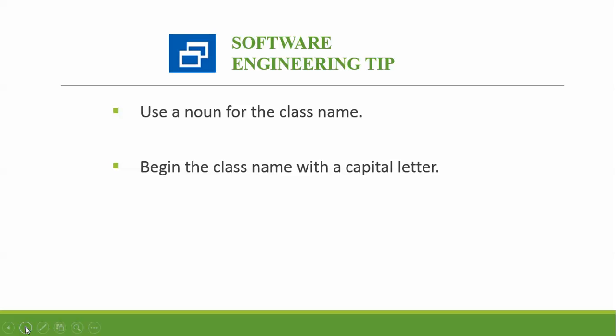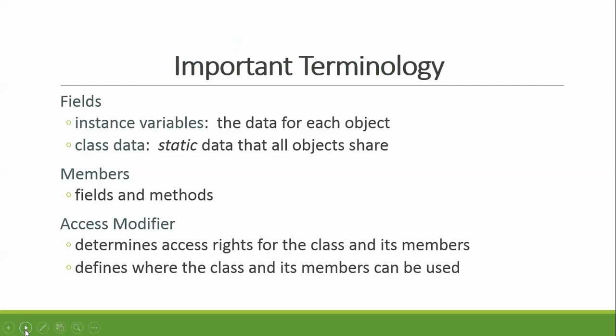You try to use a noun, and you're also going to capitalize it, starting with a capital letter. That's important. Okay, these are words that you should be aware of. Fields are instance variables. Data for each object, for example, could be a constant, like the color blue, green, yellow. Those are set values.